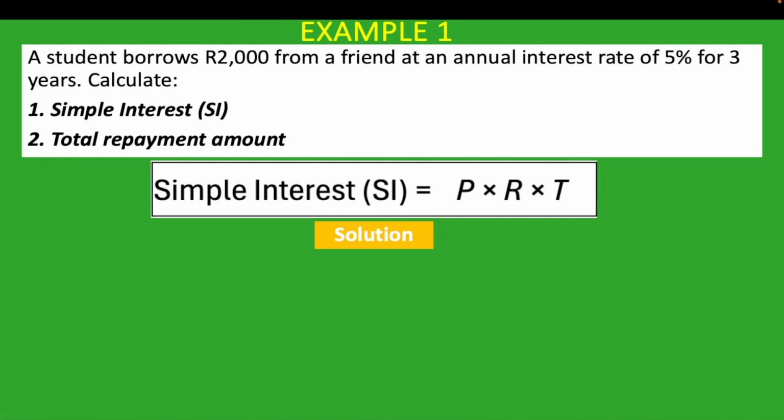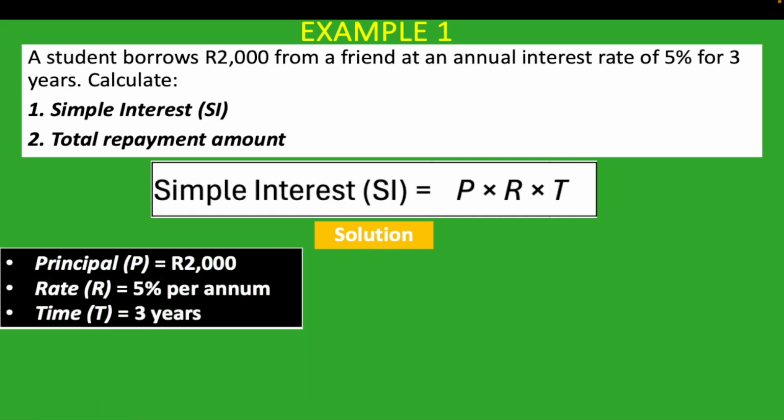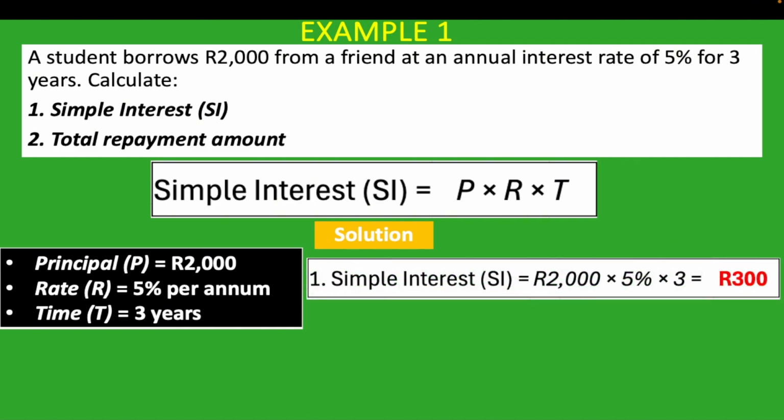And then we multiply that by the time period. What is our time period? 3 years. Okay, and so these are our elements here: 2,000 Rand for the principal, 5% per annum for the rate, and the time period is 3 years. Very easy to do. Now, when we plug that into our formula, simple interest equals 2,000 Rand multiplied by 5% multiplied by 3, that will give us 300 Rand. That is the simple interest, or that is how much interest this student will incur for the next 3 years.